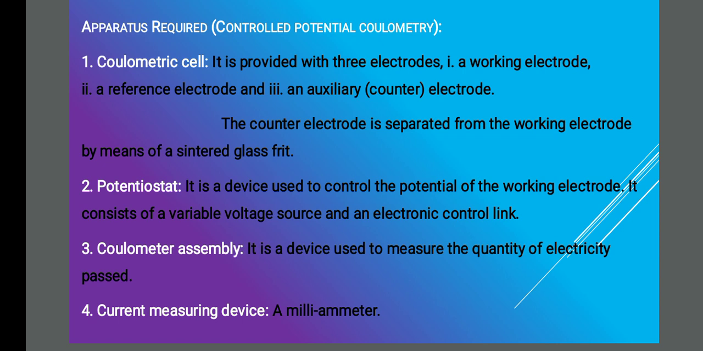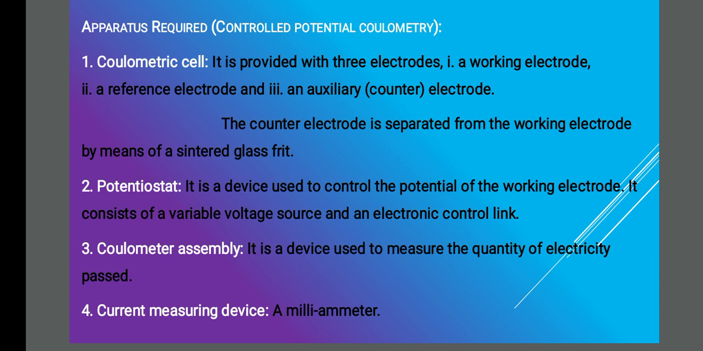Now coming to the potentiostat. It's a device used to control the potential of the working electrode. It consists of a variable voltage source as well as an electronic control link. And the third one is a coulometer assembly. It's a device to measure the quantity of electricity passed through the device. And the last one is the current measuring device. It is nothing but a milliammeter.